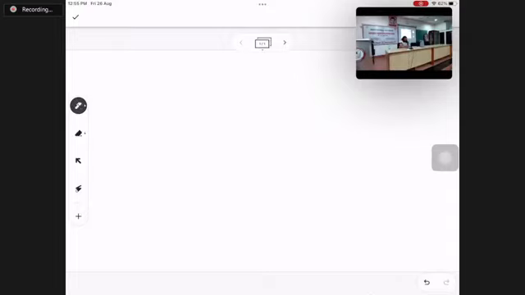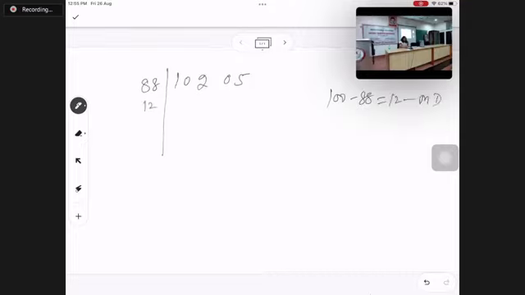See, we have this number 10205 and we want to divide it by 88. This 88 is near 100, so the base is 100. We subtract from 100, so we are getting 12. This is your MD, the modified divisor. So we write 12 here.